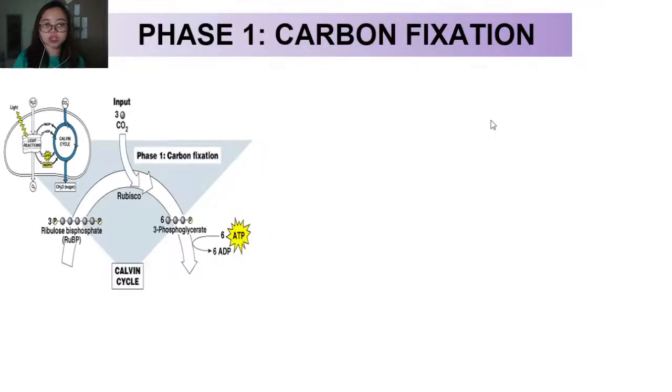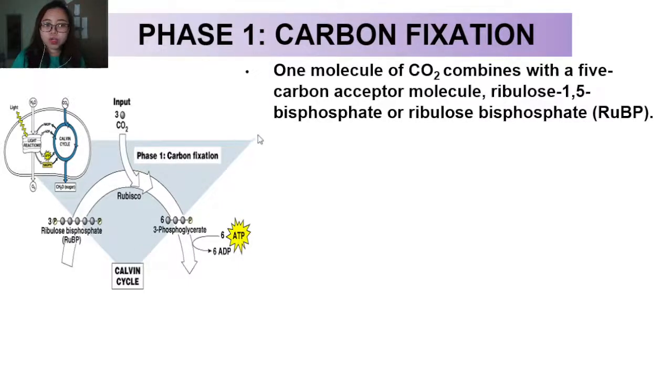We'll start with the first phase of carbon fixation. Take a good look at the diagram before we start with the points. So kamu tengok di sini, kita akan start dengan carbon dioxide, ada RUBP, dan kita akan hasilkan benda ini. So, we start by saying 1 molecule of carbon dioxide will combine with a 5-carbon acceptor molecule, which is ribulose 1,5-bisphosphate, or we can shorten this name to ribulose bisphosphate, RUBP.